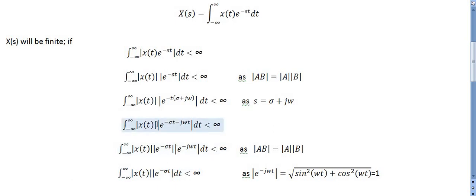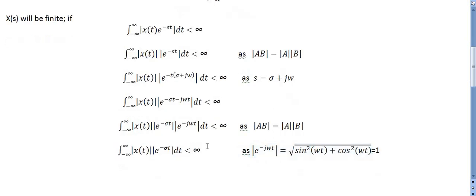Again here this is split into two quantities, that is mod e raised to minus sigma t, e raised to minus j omega t, as mod AB is equal to mod A into mod B. e raised to minus sigma t minus j omega t we can split into e raised to minus sigma t into e raised to minus j omega t. So we have got it as x(t) into this expression.